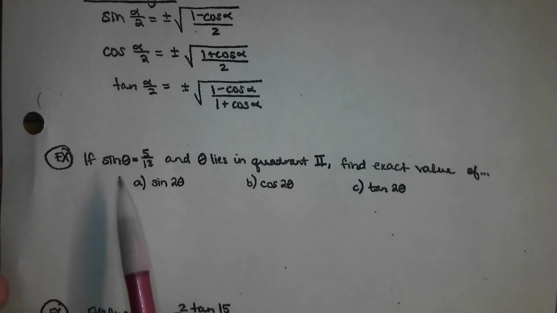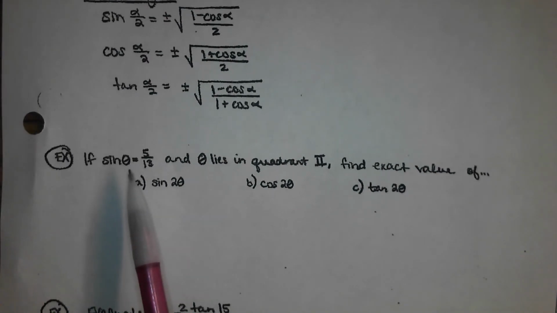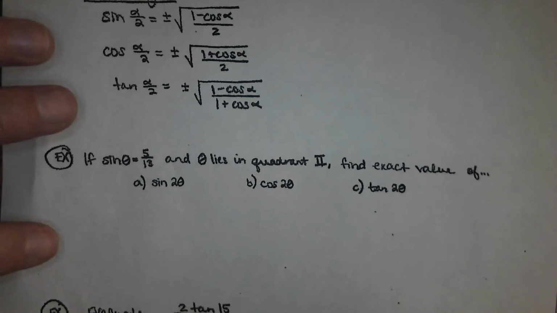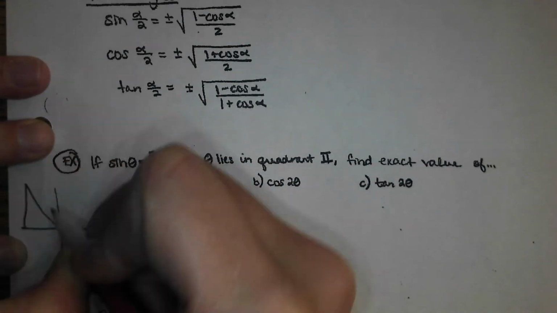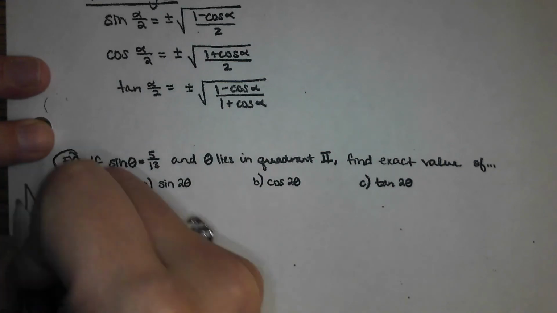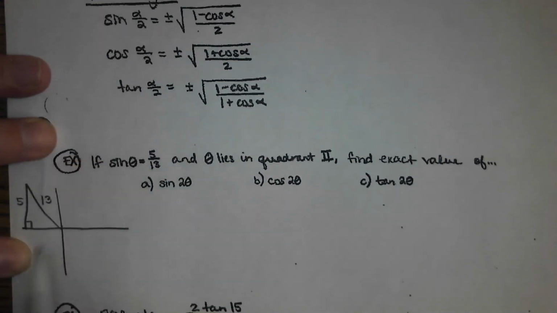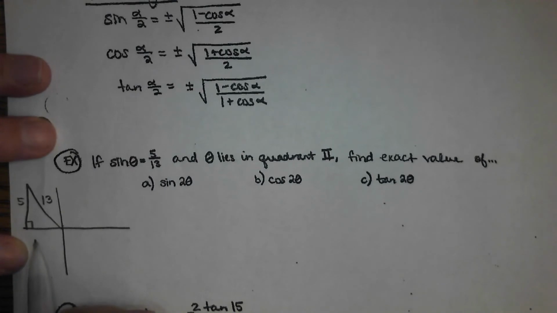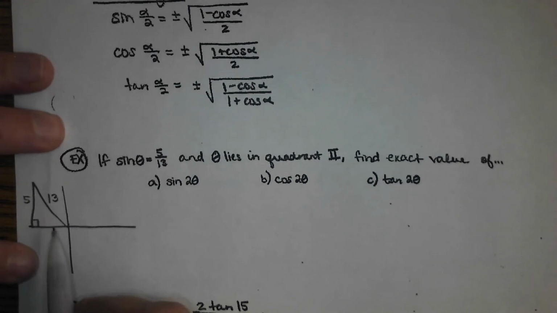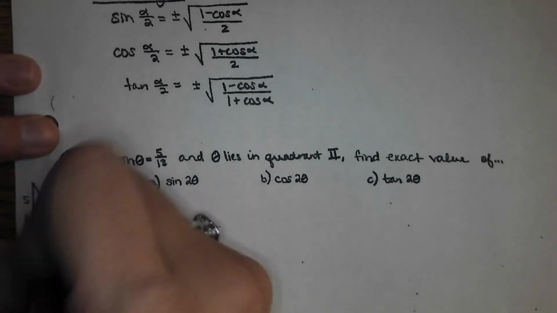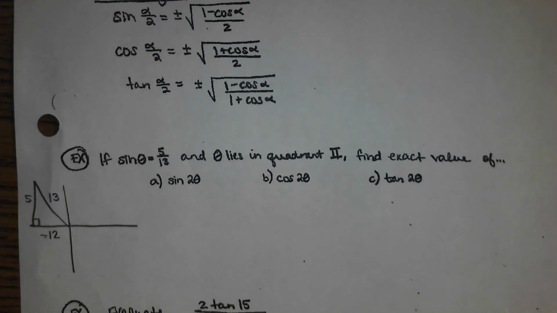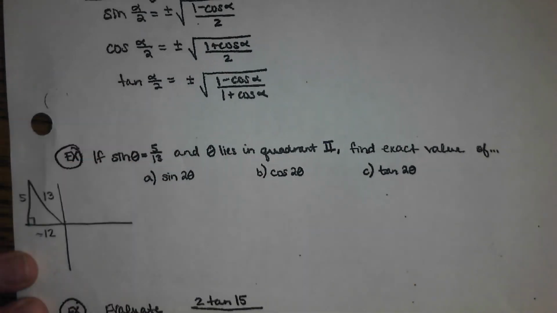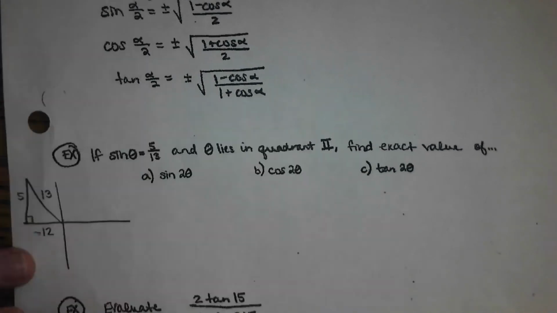So, just like we've been doing, if they give you the sine of an angle or the cosine or the tangent, draw it. So theta is in quadrant 2. The sine of it, opposite over hypotenuse, is 5/13, which means the missing side length is what, Nate? Careful. Good. -12.